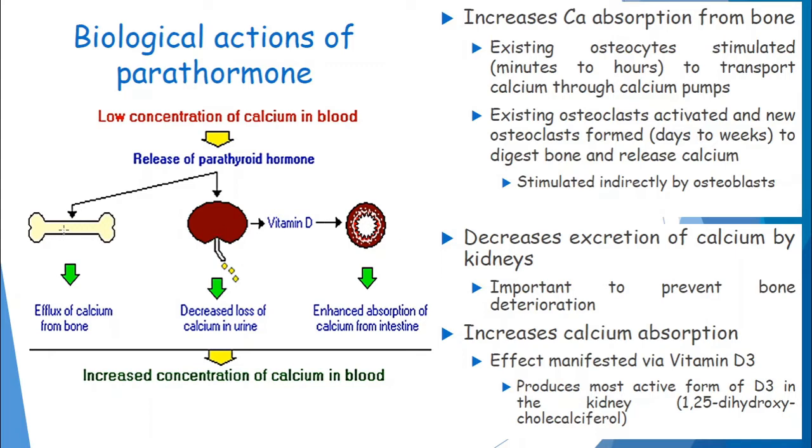In the bone, it causes efflux of calcium from the bone so that the calcium concentration in the blood increases. In the kidney, it causes a reabsorption of the calcium that should have been lost in the urine, so that there is decreased loss of calcium in the urine. And in the third case, the kidney activates vitamin D, and the vitamin D enhances the absorption of calcium from the intestine. So, as a result of all three processes, you have increased concentration of calcium.